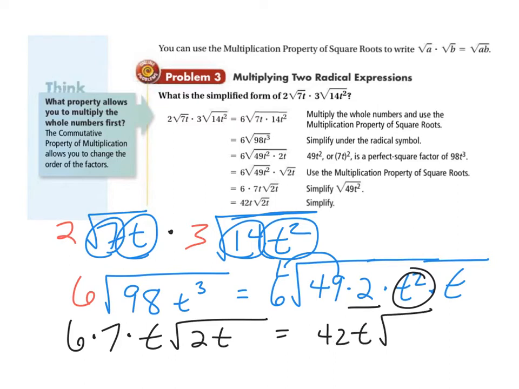So 6 times 7 is 42 t, and the inside, 2t. They're not allowed out. So think, if something's not a perfect square, it's not allowed out. It's like keep it inside at a radical jail. I don't know, whatever you want to call it. But, so there you go. Simplified form. If that one was too much for you, go back and watch it again. There's a lot of steps there.